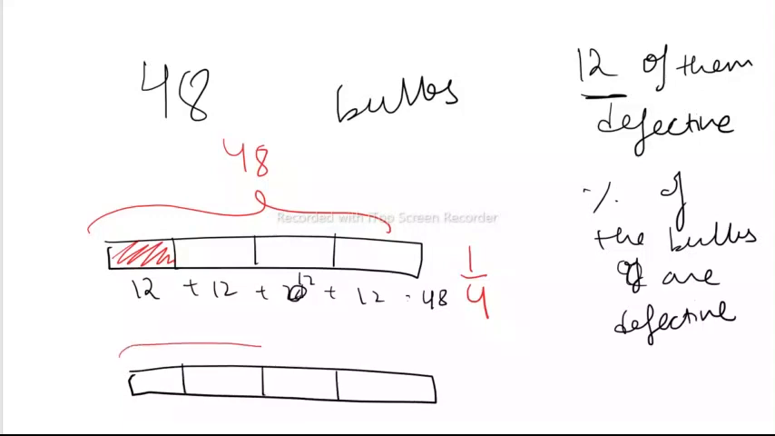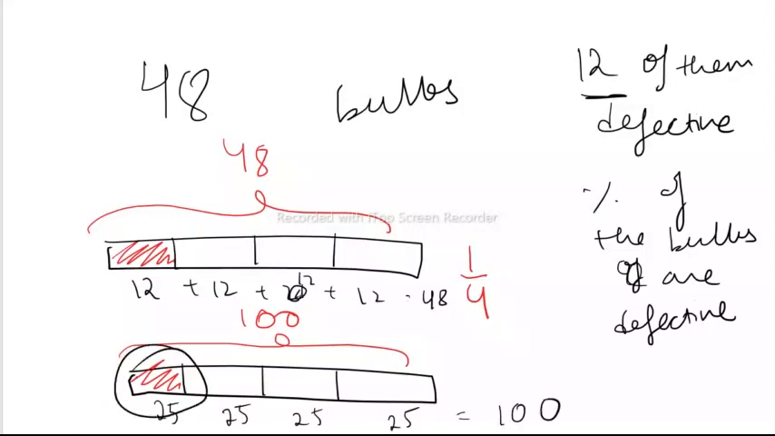But this time, this entire thing is nothing but 100. Okay. And then I shade this part, and so what is this part? Is this 25? 25. If you multiply 25 with 4, you're going to get 100. So this one fourth is 25. That means what? It is 25%.